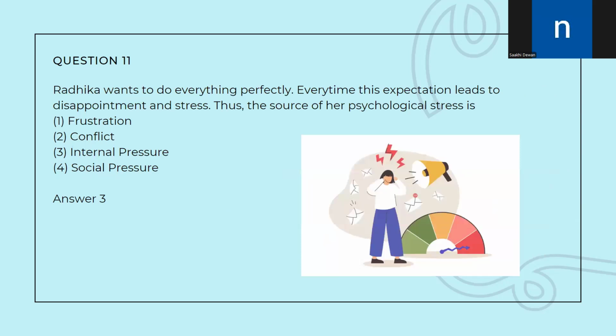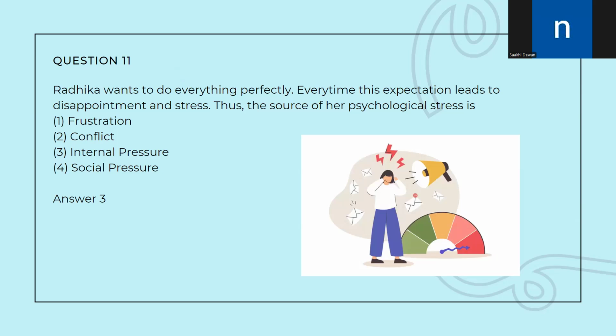The next question states Radhika wants to do everything perfectly. Every time this expectation leads to disappointment and stress. Thus, the source of her psychological stress is. So, in this, we need to put our focus in the first line. That is, she wants to do everything perfectly. She has set the standard for herself. Then the standard is perfection.